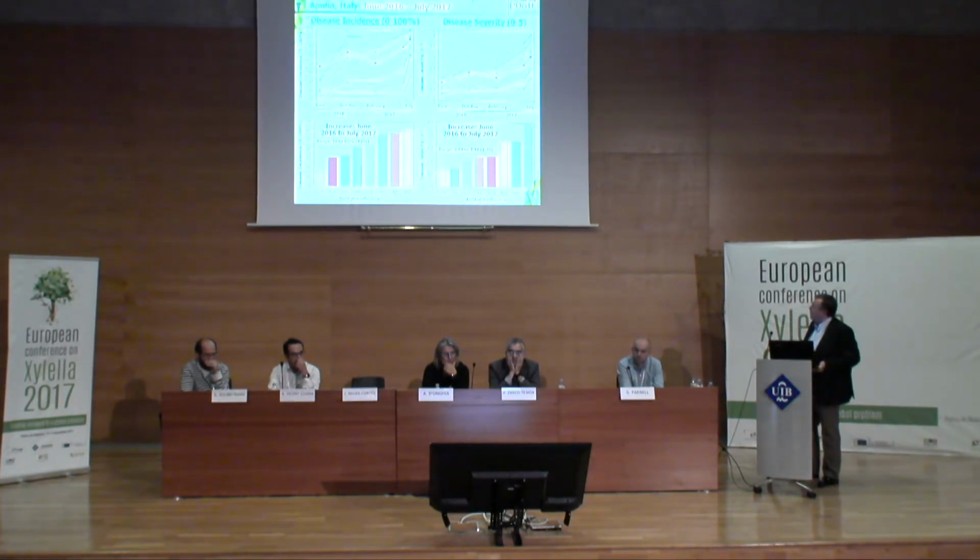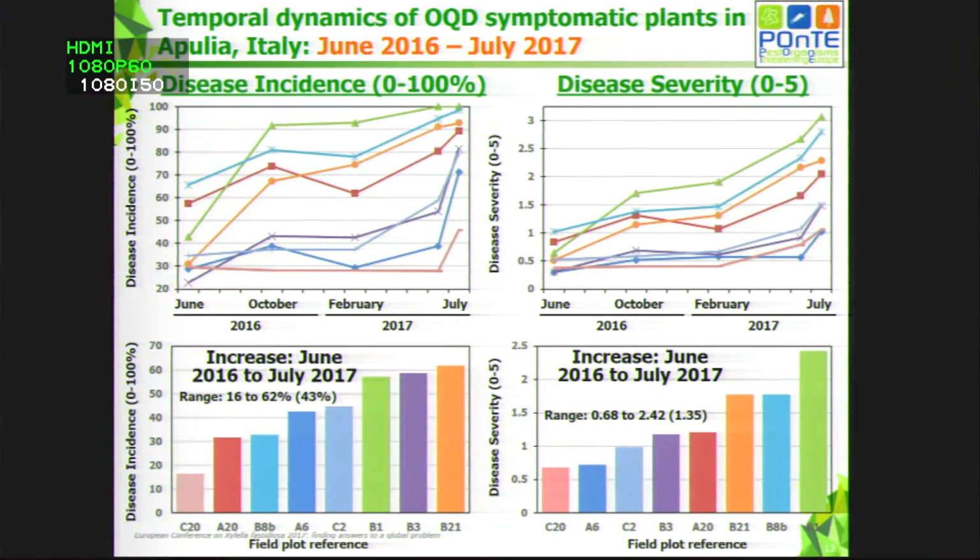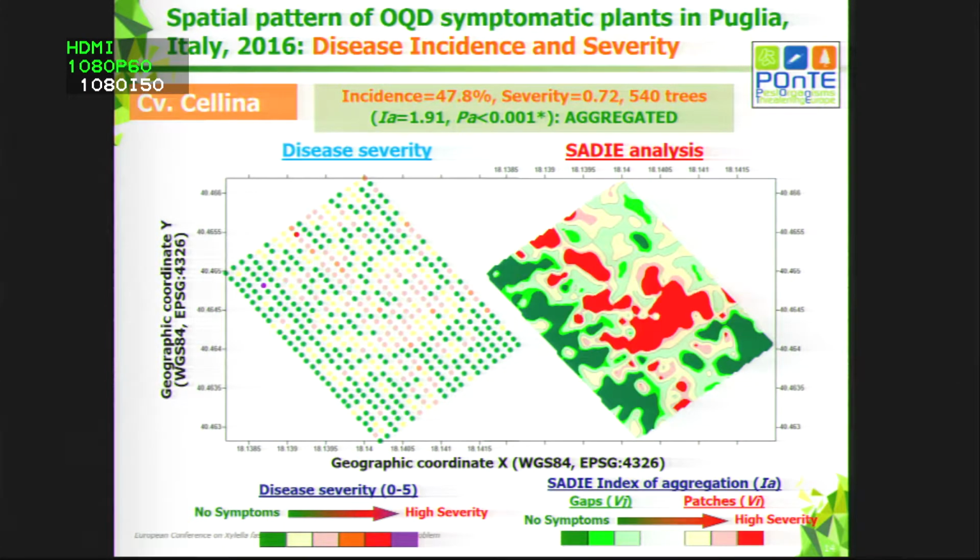Again, these are the figures I presented before, and I have selected some of the plots because we have no time to describe every single plot. So this is how we proceed. This is the observed data on disease severity for this particular plot, which was grown with the cultivar Cellina di Nardò, which is considered susceptible to Xylella infection. And here you have the map obtained through the SADIE analysis.